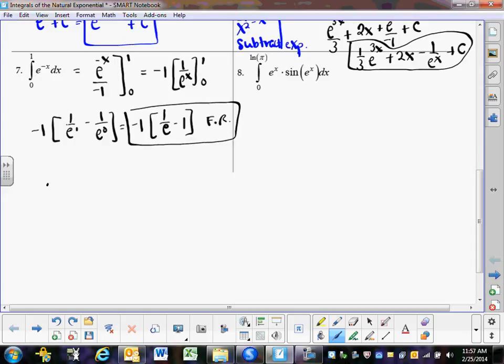Now, if this were a free response, this is the point where you could stop. However, if you had a multiple choice, they would distribute, and you would have positive 1 and negative 1 over e instead.